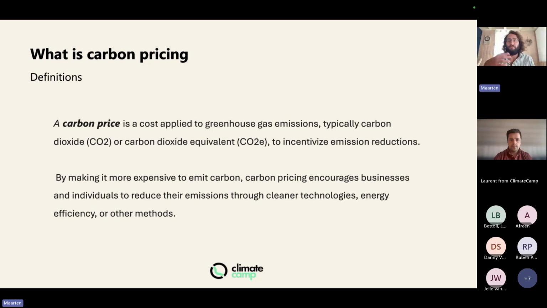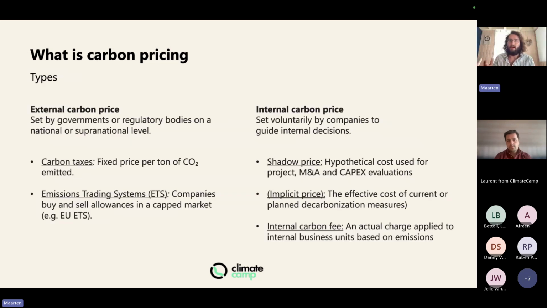Now, there are different types of carbon prices. There are two main types, which are the external carbon price, which is set by governments or regulatory bodies on a national or supranational level. These are the carbon prices we are most familiar with. Then we have internal carbon price, which is set voluntarily by companies to guide internal decisions.